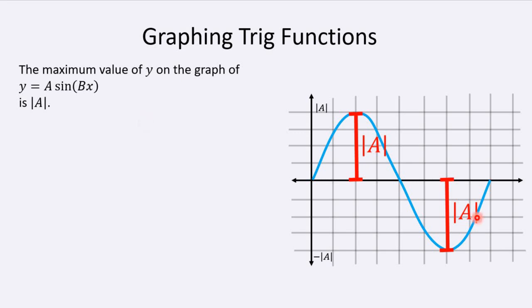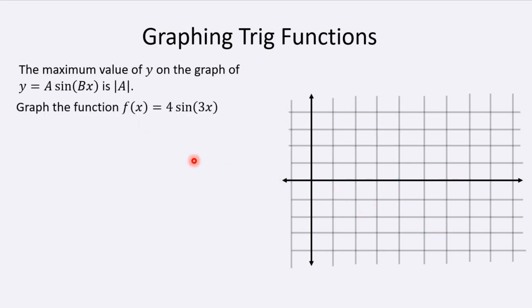All right, let's try one. Let's try this one here. So this one not only has that 3 in front of x, 3 being multiplied by x, which is going to change the period, but it also has this 4 in the front of the whole thing, which is going to change the amplitude. Let's find the period first. Remember, the period for a sine function is 2 pi over the coefficient of x. So that's going to be 2 pi/3 for the period.